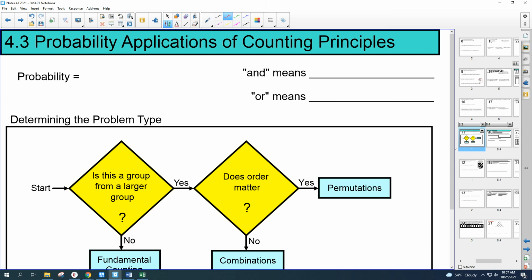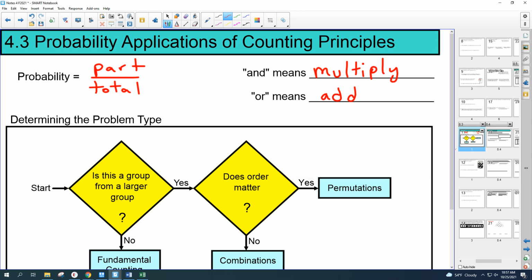4.3, probability applications of counting principles. We start with a concept that you should know. Probability is part over total. It's always going to be part over total, so don't forget that. We've been counting. Counting was finding how many ways there were, but probability is part over total. We know that "and" usually means we're going to have to multiply, and "or" usually means we're going to have to add, so keep that in mind.